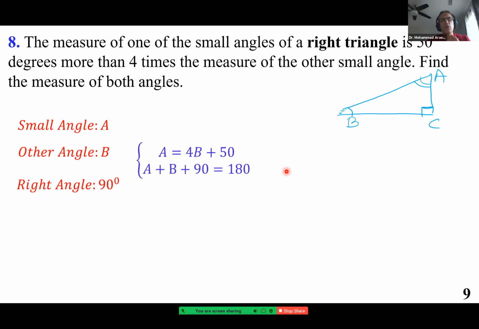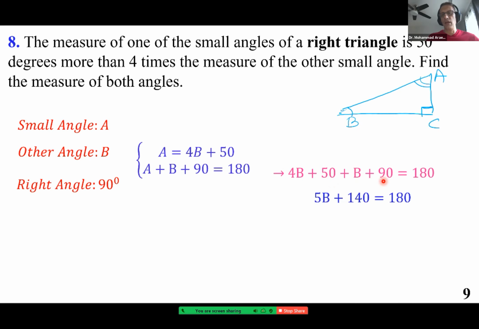A substitution will do the job. We replace this A with 4B plus 50. 4B and B, 5B, 50 and 90, 140. Subtract the 140 from 180, you get 40. If you divide 40 by 5, B becomes 8.